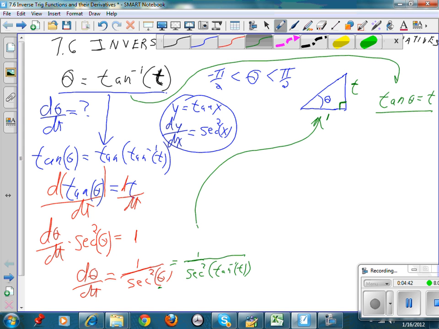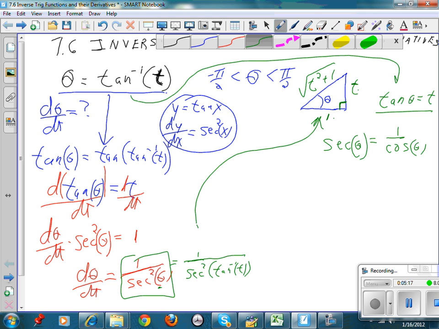So t over 1. What's this side equal to? Well, this is just a little Pythagorean theorem. This is the square root of t squared plus 1. Let's go back to this definition here then. What is the secant of theta equal to? Well, it's equal to 1 over the cosine of theta.